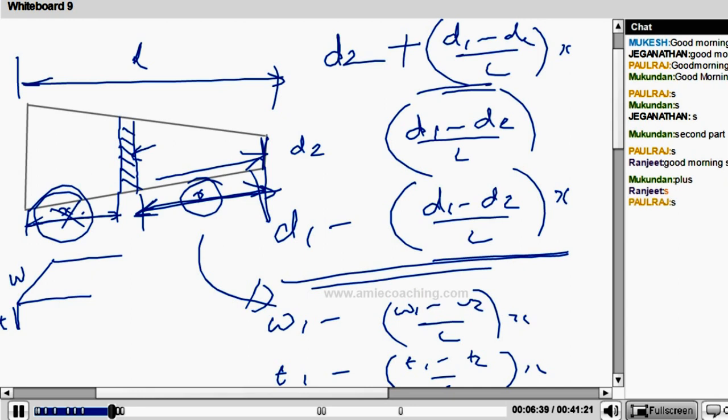Can you follow me? Yes, okay. What about others? Jagannathan? Mukesh? Okay, fine. So like that way you have to solve this problem. Instead of only one variable, here two variables are there. That is the only problem.